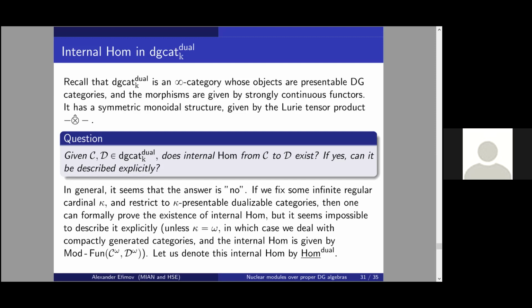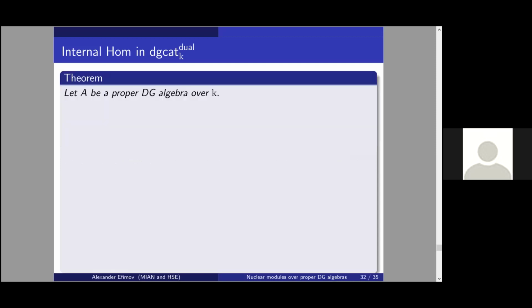Okay, so let's denote this internal hom by underlined Hom dual. We have the following result, which I still do not believe, I mean, this statement, but I think I'm convinced now.